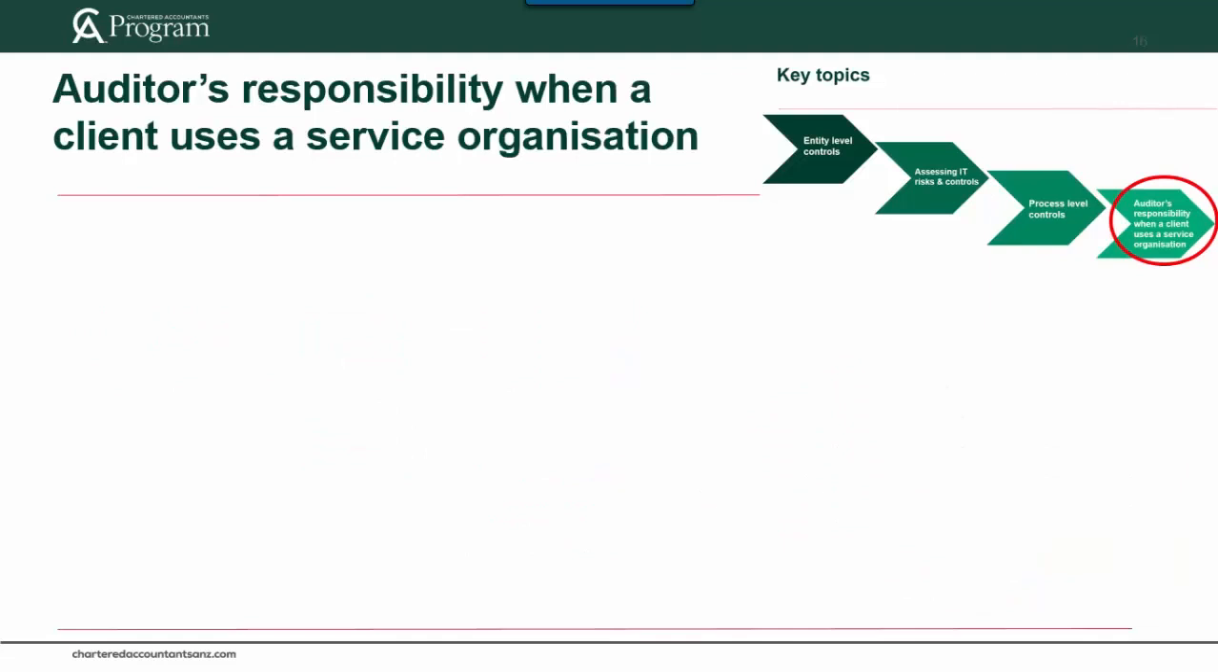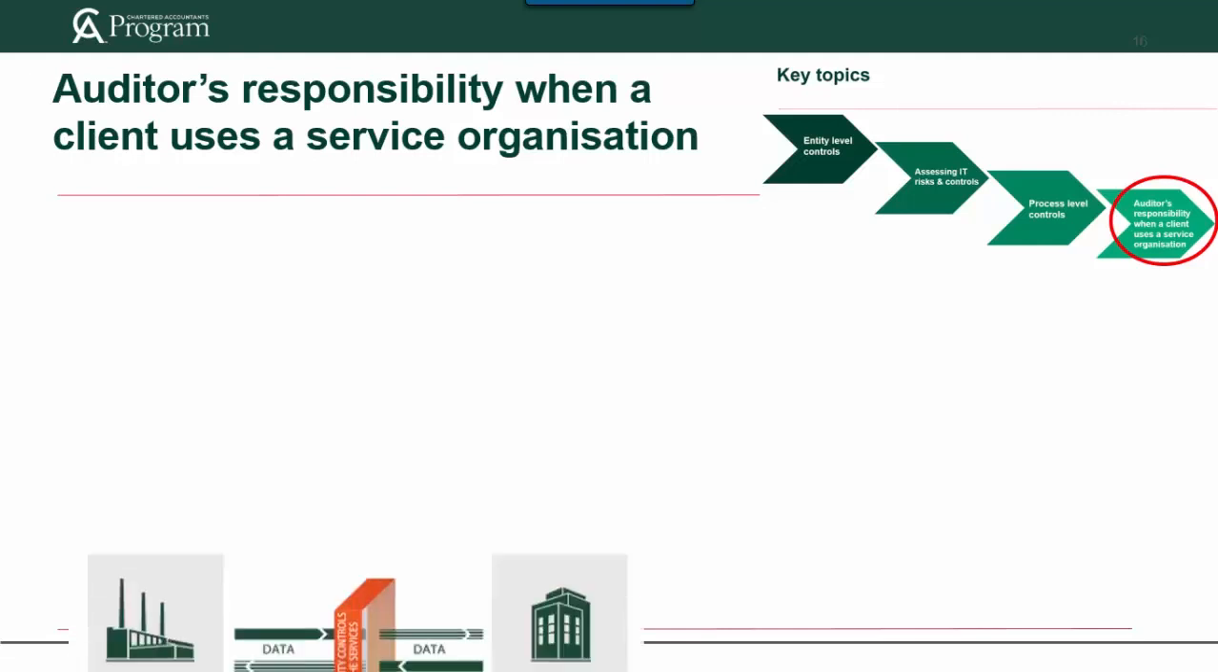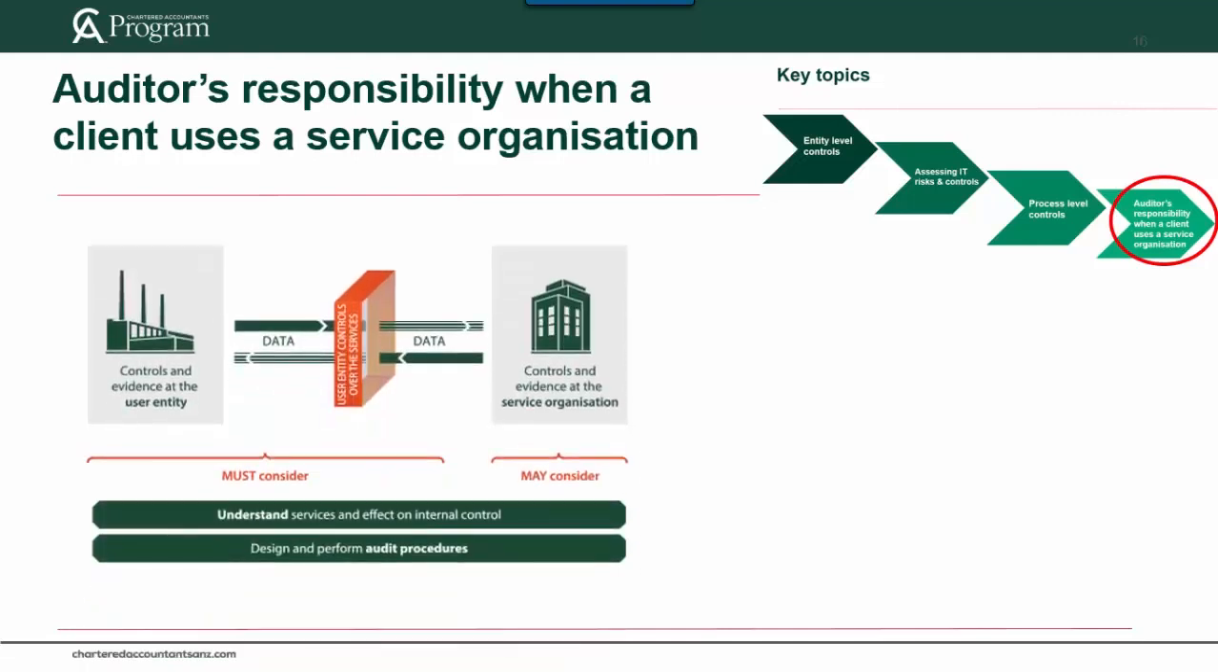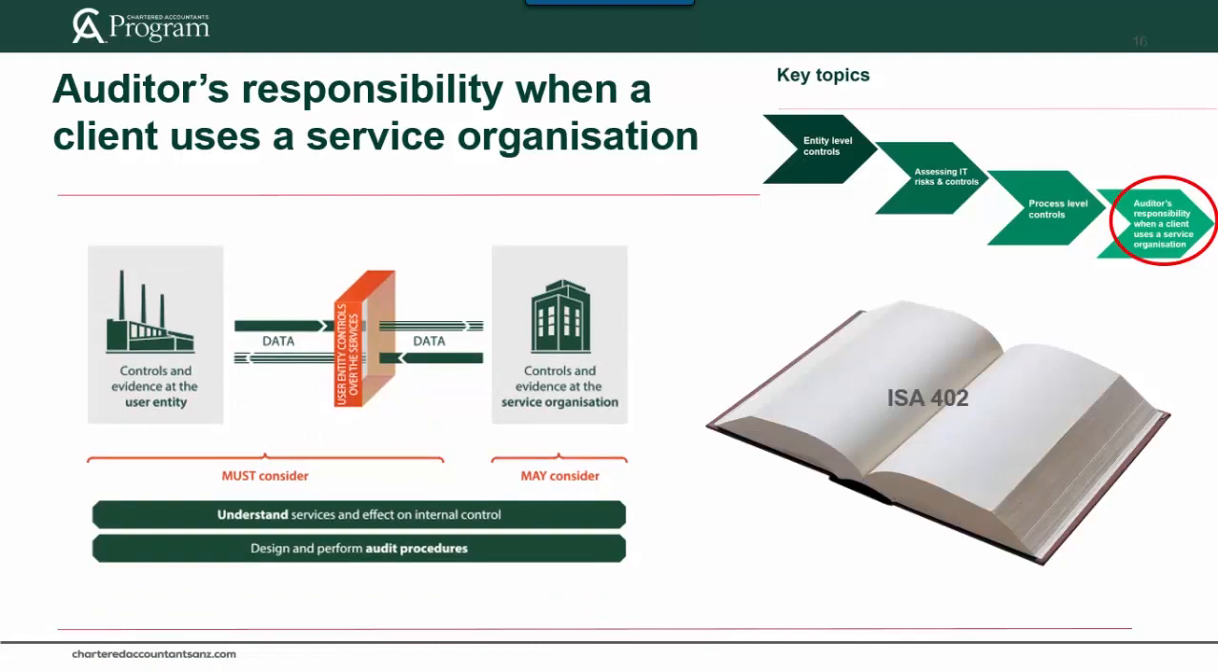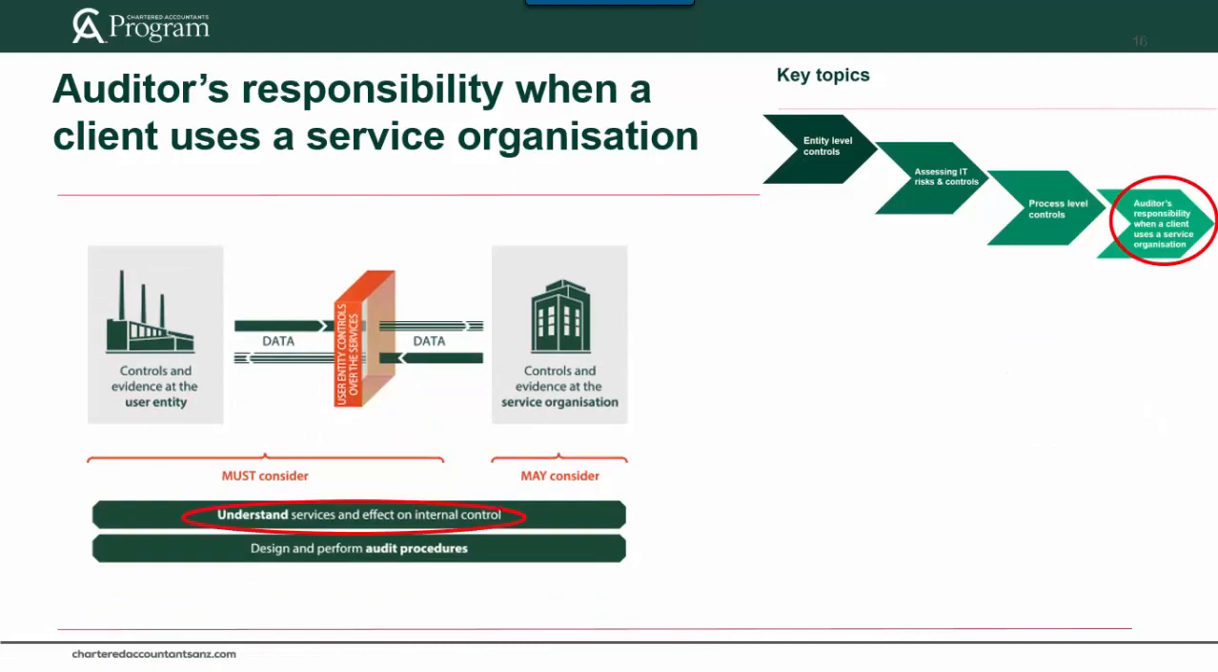The final key topic covered in Unit 4 is the auditor's responsibility when a client uses a service organisation. Where a client uses a service organisation, ISA 402 requires the auditor to understand the services provided by the service organisation and the effect of those services on the client's internal controls relevant to the audit. The auditor must obtain this understanding in order to identify and assess the risk of material misstatement and to be able to respond to those risks.